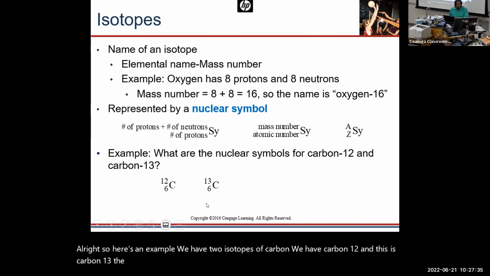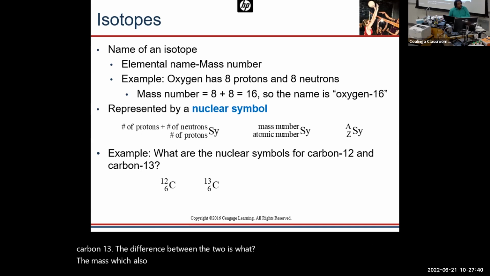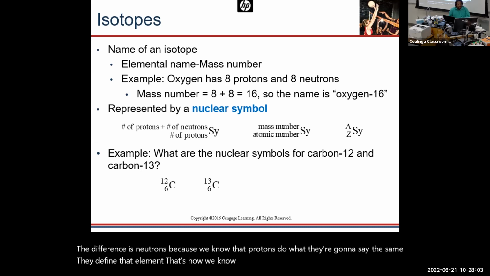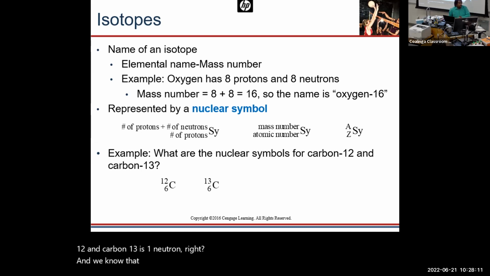The difference between the two is what? The mass, which also means the neutrons are different. How many of you say protons? Raise your hand. How many of you say electrons? Raise your hand. The difference is neutrons, because we know that protons stay the same. They define that element. That's how we know it's carbon. So the difference between carbon 12 and carbon 13 is one neutron, and its mass is bigger because of that one extra neutron. Make sense?